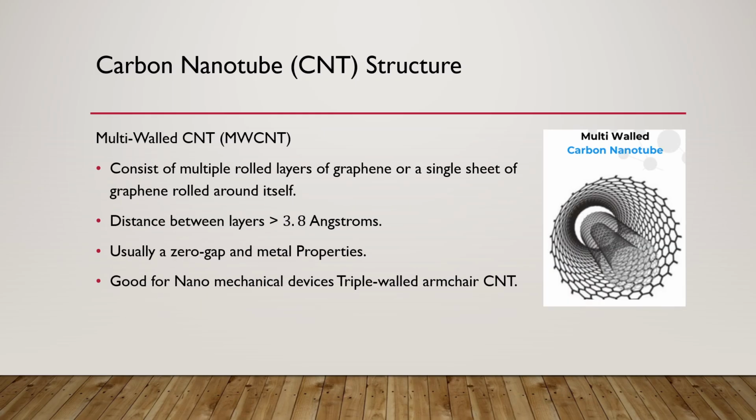The multi-wall CNT consists of multiple rolled layers of graphene, or a single sheet of graphene rolled around itself. The distance between each layer is around 3.5 angstrom. It usually has zero gap and metallic property. So this is good for nanomechanical devices and triple-wall armchair CNT.